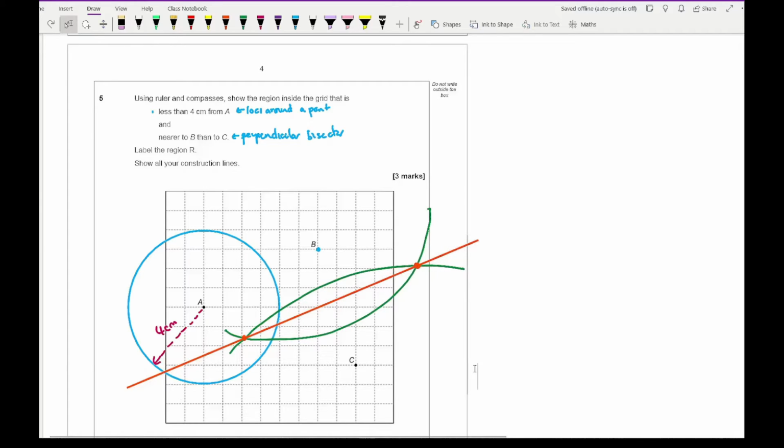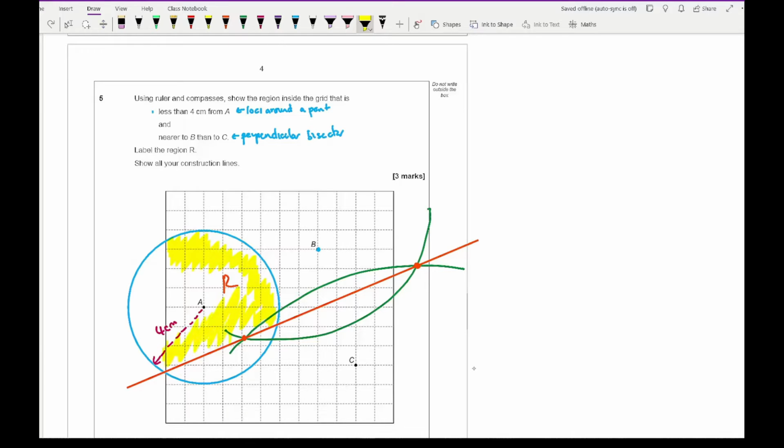Now the region R needs to be on the upside of the orange line, but also inside the circle. So my region R is going to be this here, and if I just colour that area in, it's basically all of this.